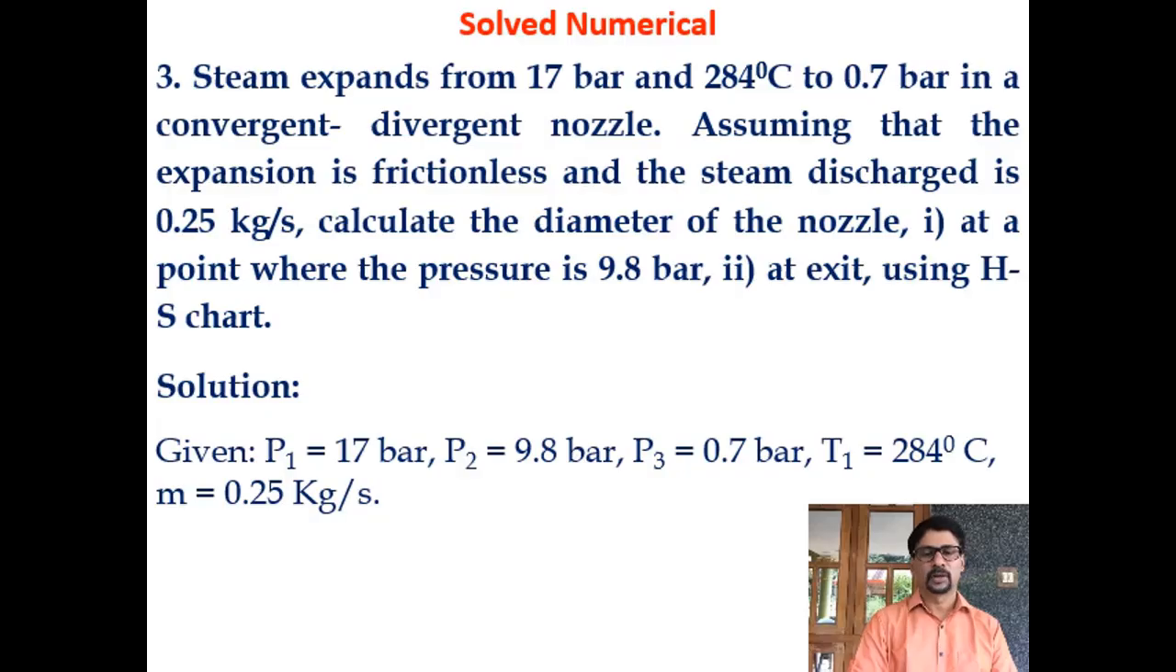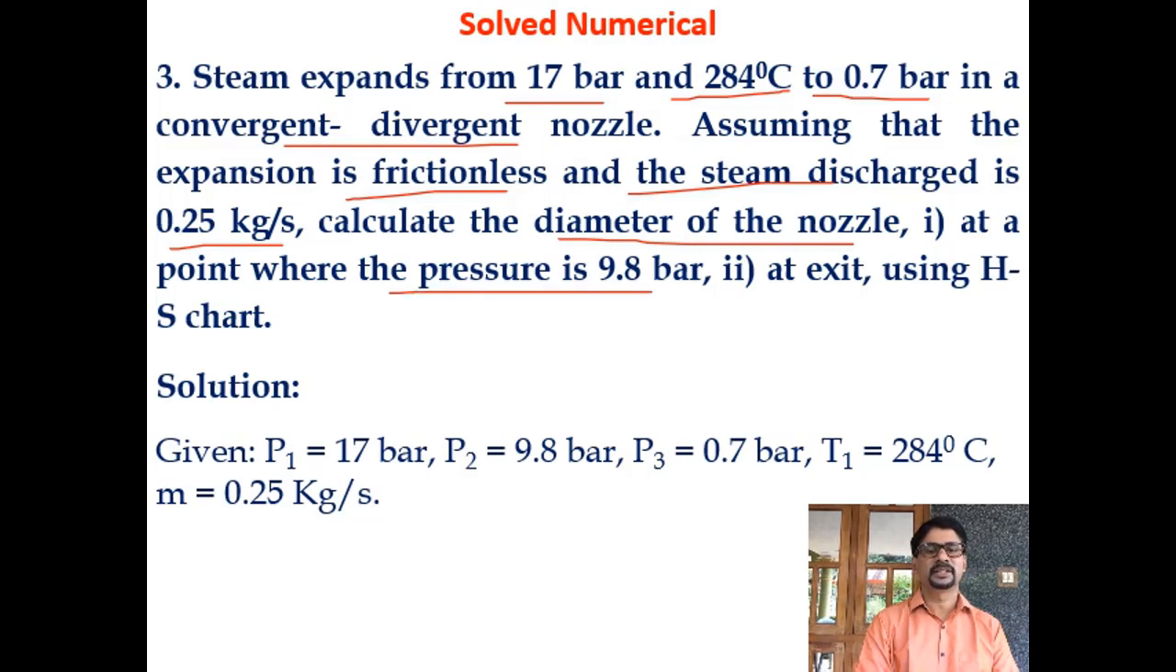So let us solve this problem. Steam expands from 17 bar and 284 degrees Celsius to 0.7 bar in a convergent divergent nozzle, assuming that the expansion is frictionless and the steam discharged is 0.25 kg per second. Calculate the diameter of the nozzle, 1 at a point where pressure is 9.8 bar and 2 at the exit.